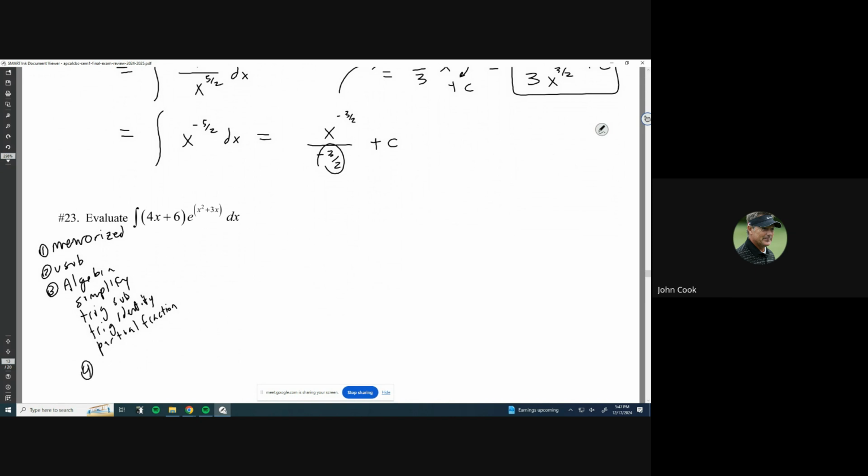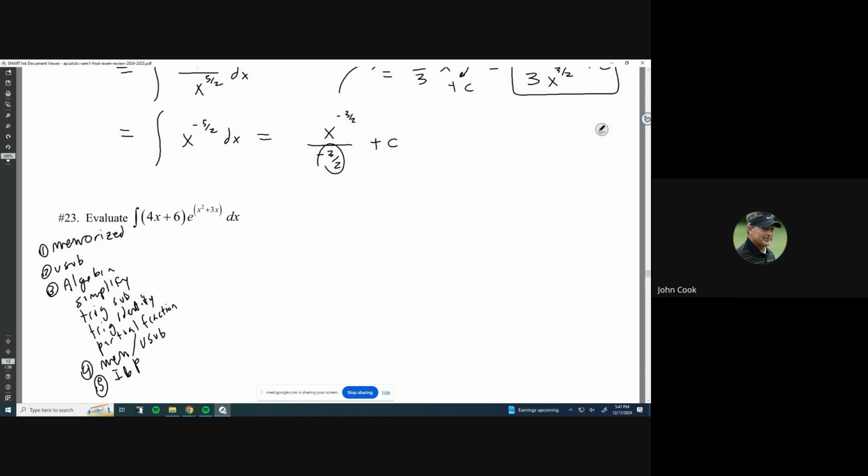And then number 4, I try to see if it's another memorized rule or a u sub again. And if none of that works, then I go to my last option, which is going to be integration by parts. So that's kind of what I go through mentally for every integral problem. I just do it really quickly because I can process it really quick because I've done a million of these.